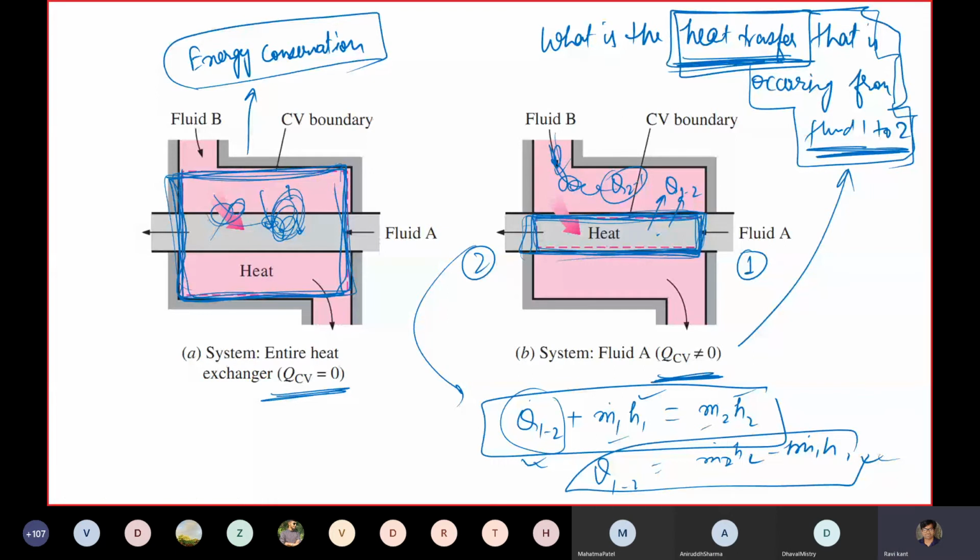The only key point to remember is that if you are doing the overall energy conservation, you should take the control volume in this manner. And if some heat transfer from a particular fluid to a particular fluid is asked, you can estimate it in this manner by choosing your control volume in this particular fashion.